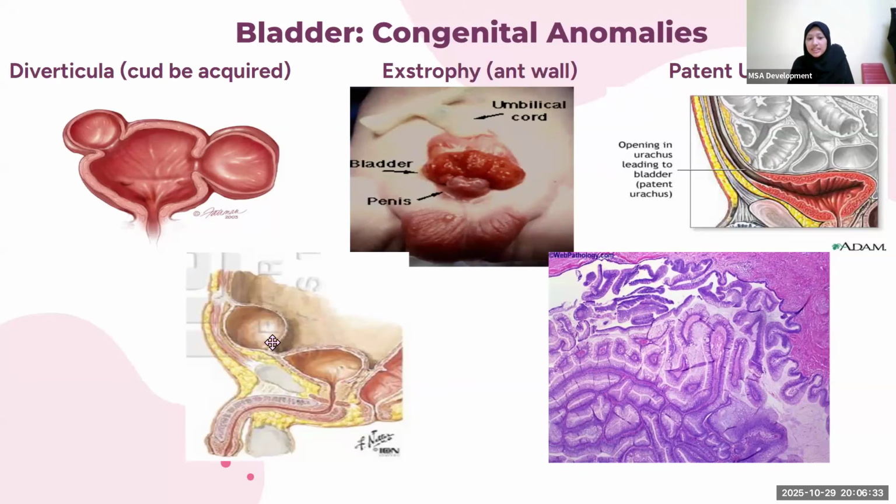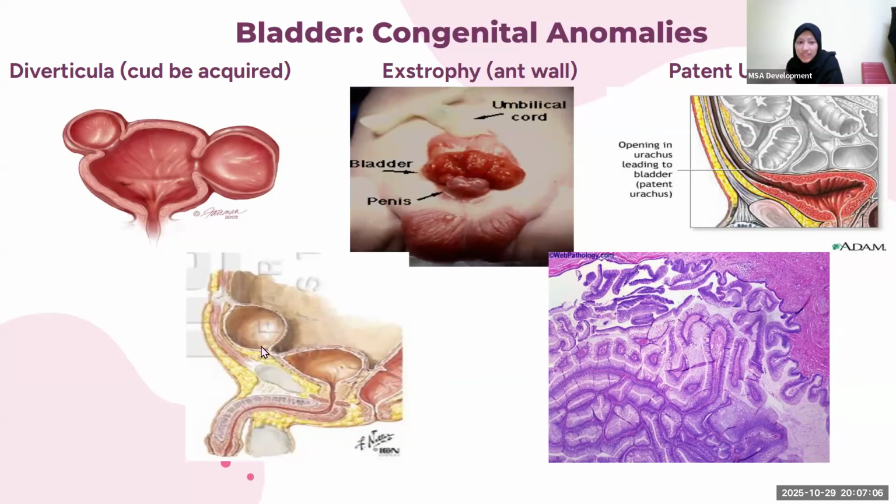Another thing similar to this, instead of patent all the way, it can close off partially and cause a cyst to form in the middle. Okay, so that is called urachal cyst. What was the problem with urachal cyst, if you remember from before the slides? It is a higher risk of cancer. So one of the causes of adenocarcinoma in the bladder was congenital anomalies. Urachal cyst was one of them.